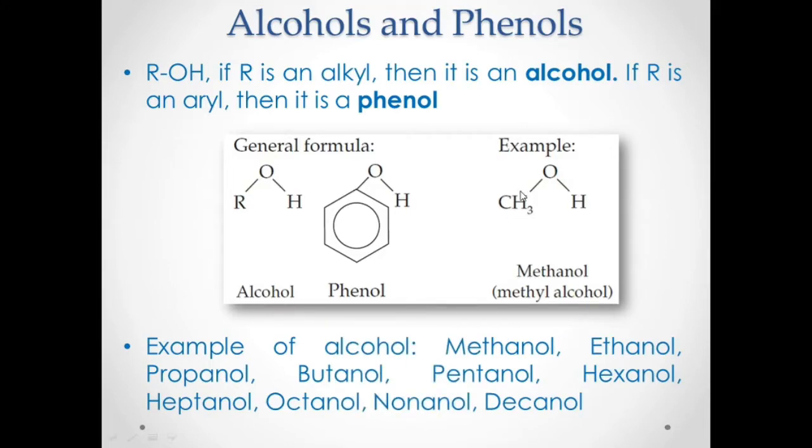So examples of alcohol: if you have a 1 carbon alcohol, that is methanol. A 2 carbon alcohol is ethyl alcohol, or the IUPAC name ethanol. Then you have propanol, a 3 carbon alcohol, and a 4 carbon alcohol, which is butanol. Then pentanol is 5, hexanol is 6, heptanol is 7, 8 is octanol, 9 is nonanol, and 10 is decanol.